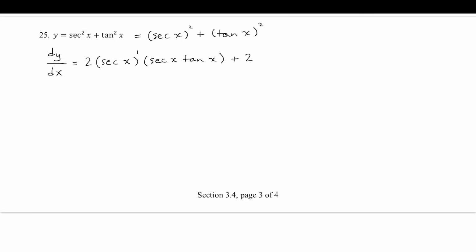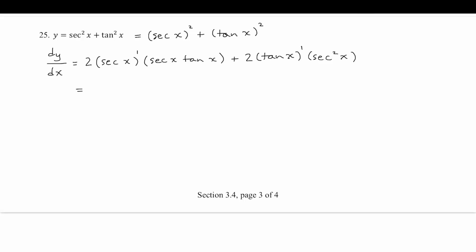So I bring my power 2 down in front. I raise the tan of x to one lower power, which is the power of 1, and then I multiply by the derivative of tan x, which is the secant squared of x. Now again, for my purposes on a quiz or a test, I would ask that you not simplify, but hopefully you can see that there's some nice simplification here.